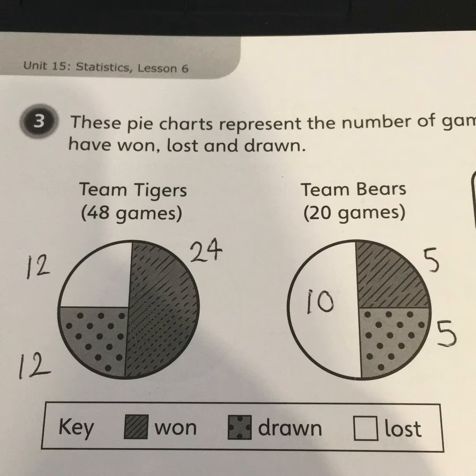Well, to work out 1/4, we divide by 4. So 48 divided by 4 is 12. So the Tigers lost 12 games. The Bears, they lost half their games, but they'd only played 20. So 20 divided by 2, half of 20 is 10. So actually, I agree with Amelia. Now I've worked it out, I think the Tigers lost 12 games, and I think the Bears only lost 10.